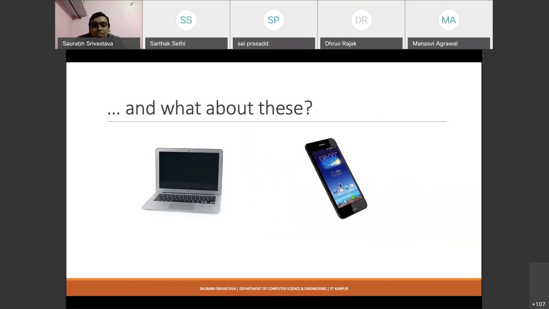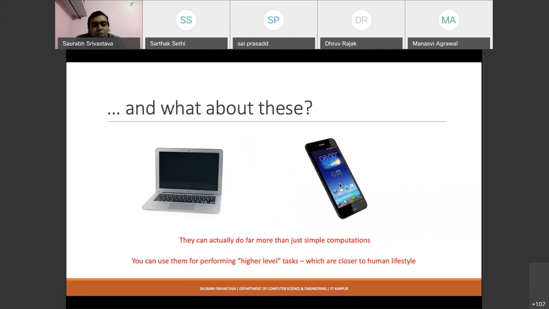And then what about these, right? You guys all have it. And you understand that this is something beyond those calculators, right? These devices, you can actually use them to perform higher level tasks. So you use a laptop to watch a movie. You use the phone to chat to your friend. These are higher level tasks, right? Which do not certainly map to the kind of things that we do with other devices.